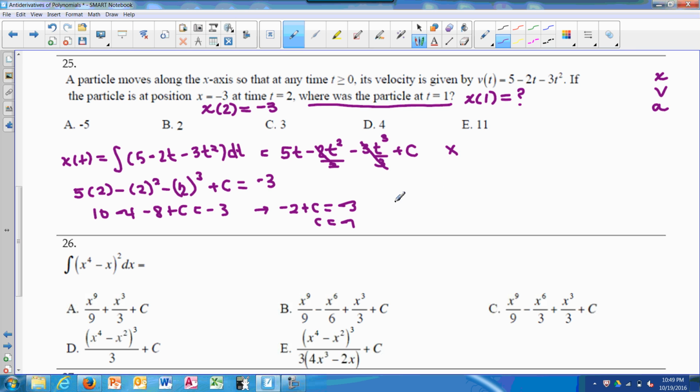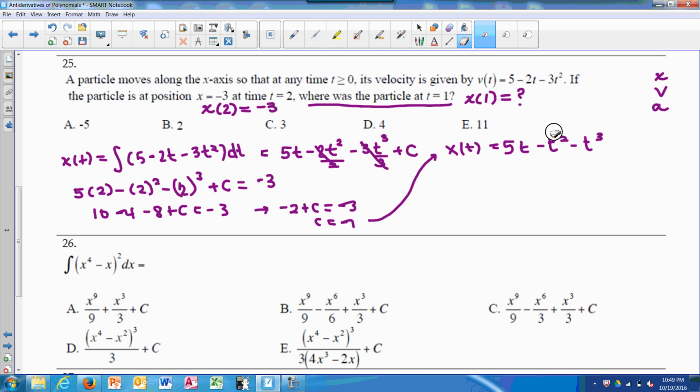That tells me that my x of t is 5t minus t squared minus t cubed plus a negative 1. So x of 1, which was the question, the final answer we need, is 5 times 1 minus 1 squared minus 1 cubed minus a final 1. So 5 minus 3 is 2.